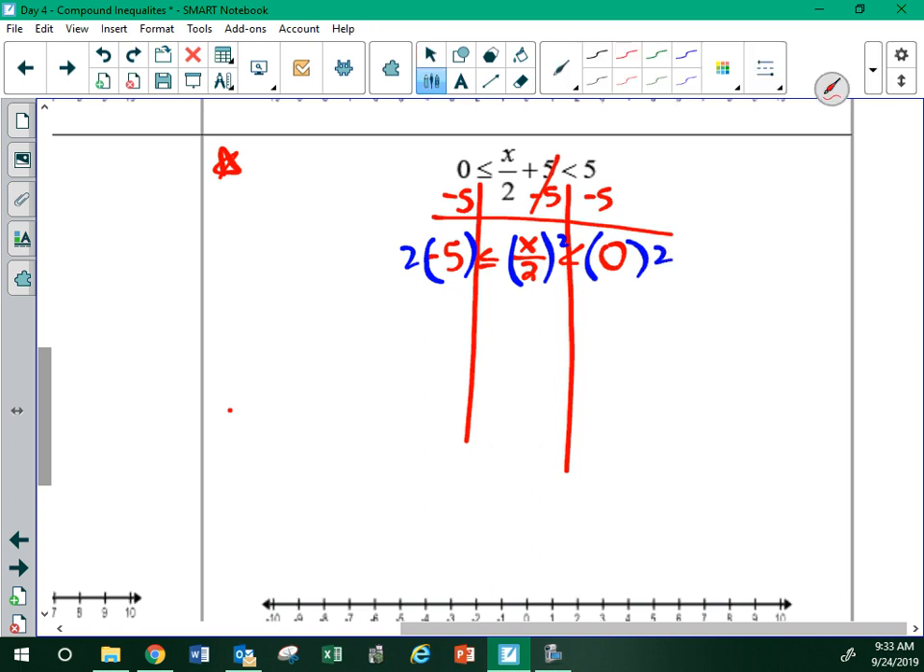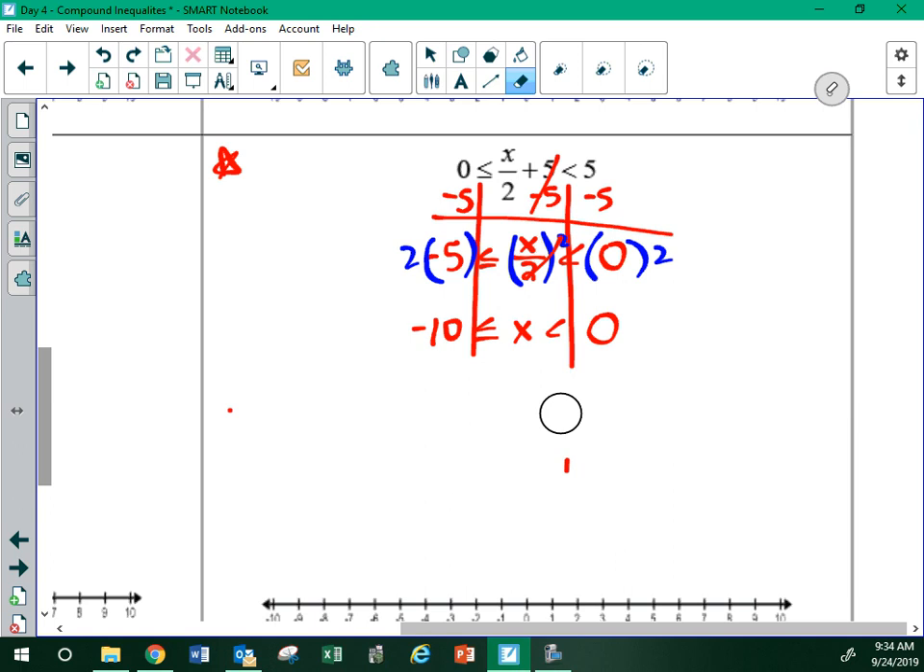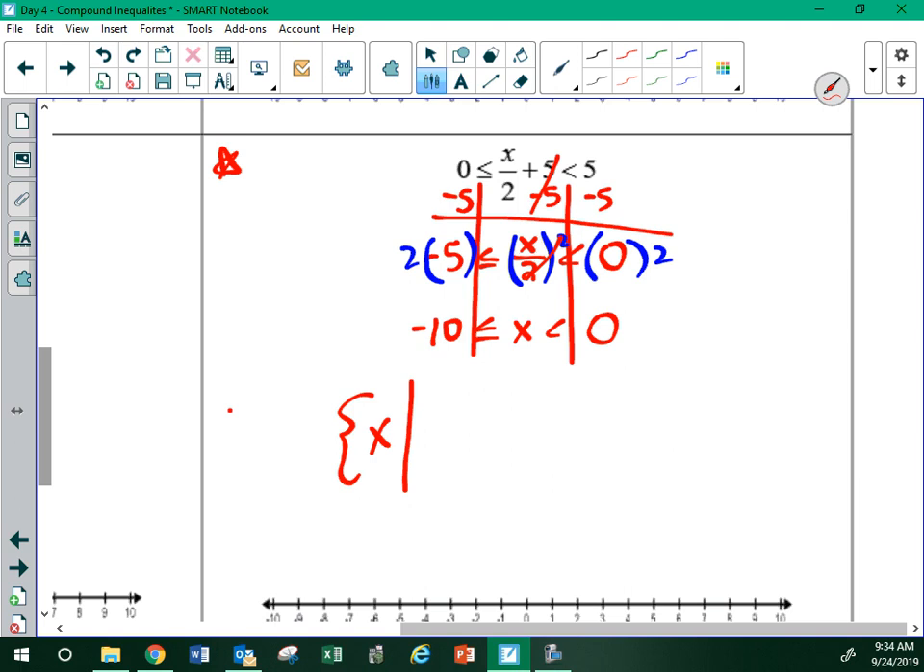Alright, 2 times negative 5 is negative 10. Now I'm multiplying by positive 2, so I don't change the signs around at all. This is just x, good. What's 0 times 2? 0. Okay, so again, when we go to write out our answer in set builder, the smaller number needs to come first. What's smaller, negative or 0? Negative. And you can look on your number line too, right? Negative 10. So it's in the proper order we want it.